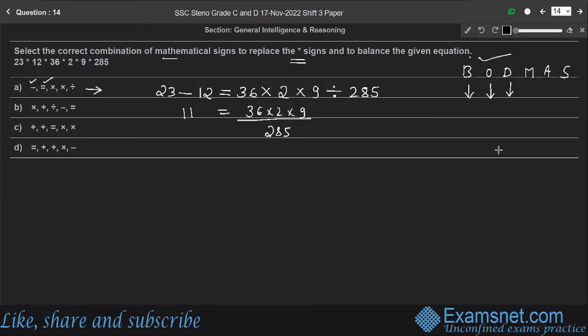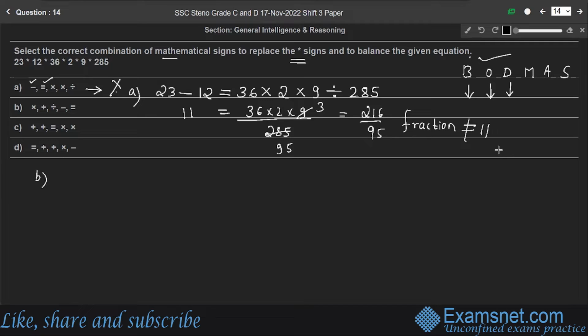Next, here, 3 into 3, 3 into 9 is 27, 3 into 5. Right? Next, yes, you will get a fraction, right? 36 into 2, 72 into 3 is 216 by 95. You will get a fraction which is not equal to the left hand side, which is 11. Therefore, if you replace the given asterisk with the signs according to option A, the equation will not get satisfied. Therefore, option A is not the answer.